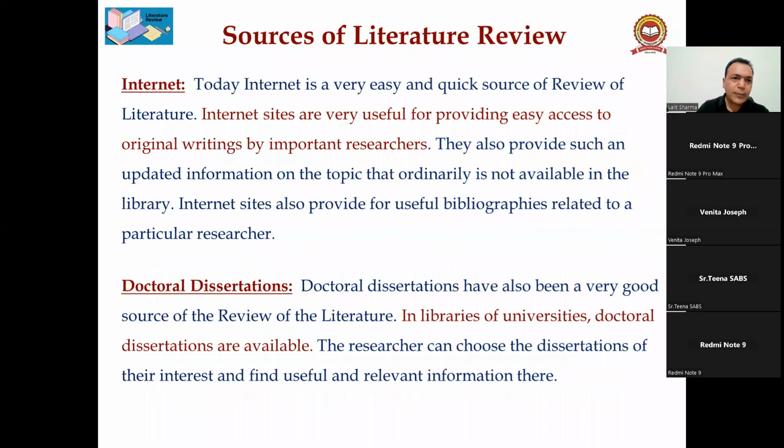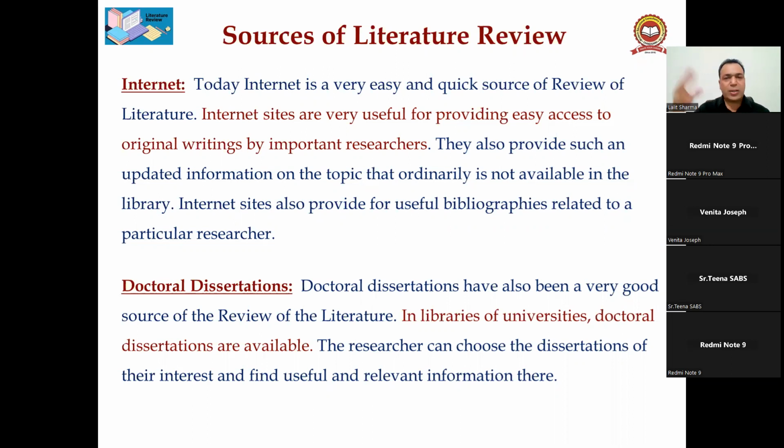Next, internet. You are aware of that, right? Today, the internet is a very easy and quick source of review of literature. Internet sites are very useful for providing easy access to the original writing by important researchers. They also provide updated information on a particular topic that ordinarily is not available in the library.